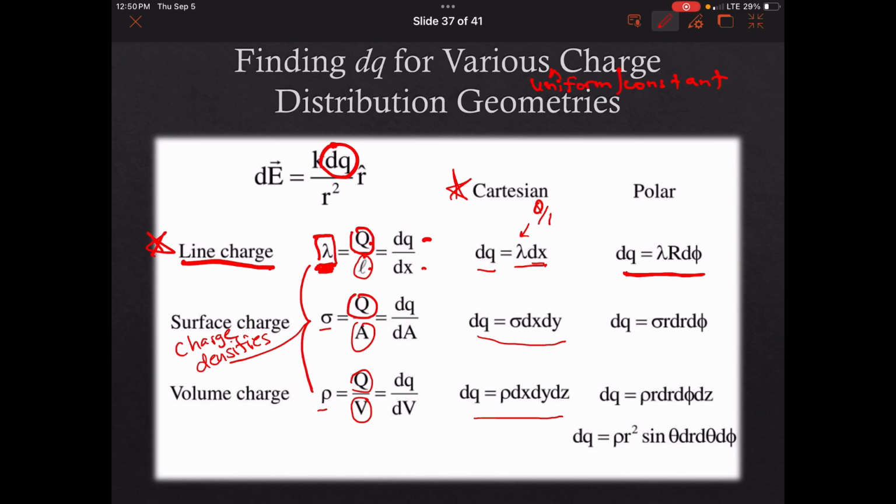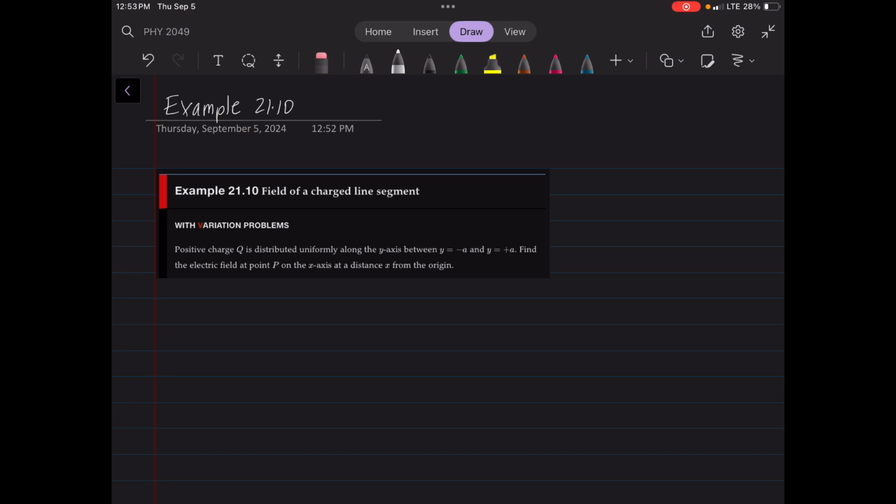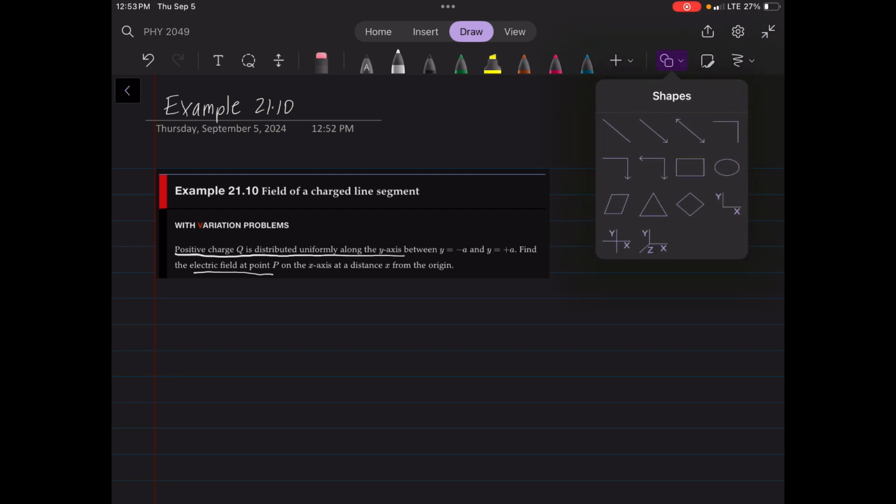Let's worry about this relationship. The next thing we're going to do is this example, where we have a charged segment, a line. Therefore it's a one-dimensional charge distribution along the y-axis, and it extends from positive A to negative A. I have that example copied here. We are going to be calculating the electric field at a point P due to a positive charge distributed uniformly along the y-axis. So let's go ahead and sketch our problem.